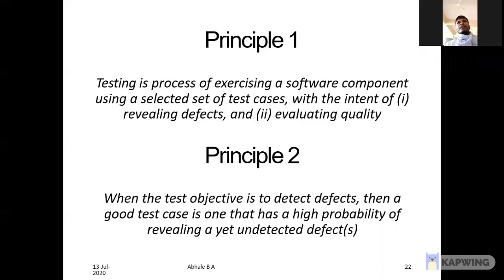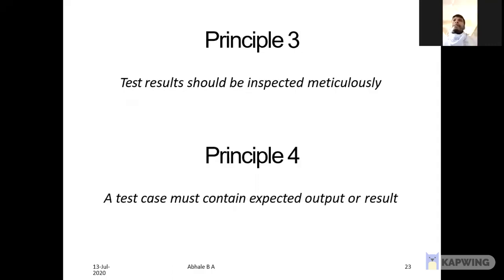The second principle specifies that the undetected defects during testing should be detected by the tester. So he should have the knowledge of which defects have been removed in the initial phases. Still, some defects may be available in your software, so those undetected defects should be found out. That is principle number two.